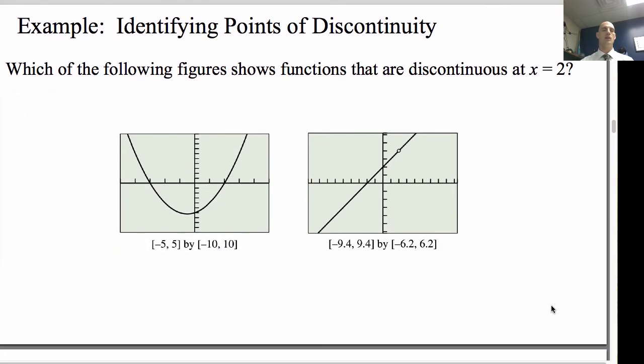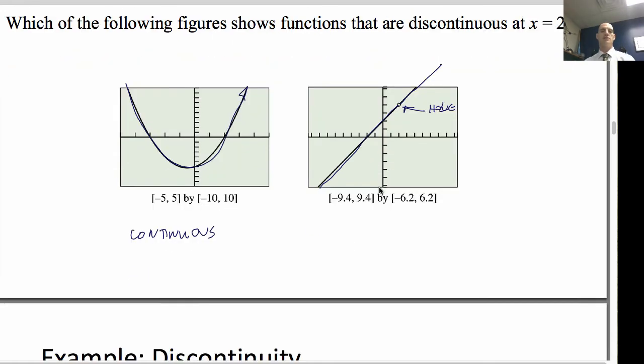Okay, so if we're going to identify points of discontinuity, literally what we're saying is where's the spot that it's not defined. So this one, watch, this one's continuous. I just draw it. This one. So, which of the following figures shows a function that is discontinuous? This is a hole. Okay? Discontinuity. It's removable.